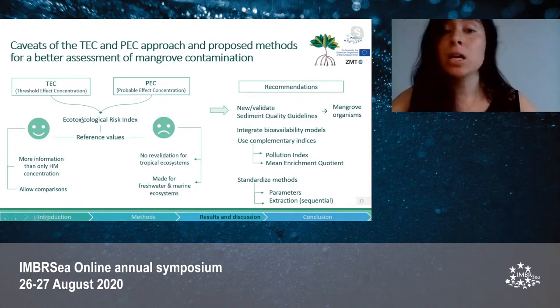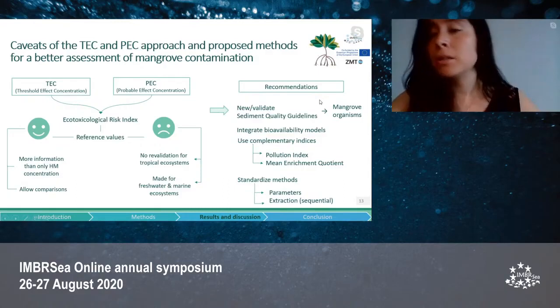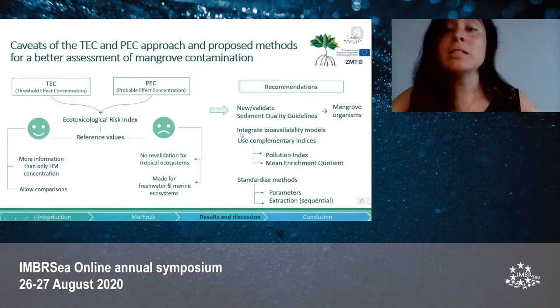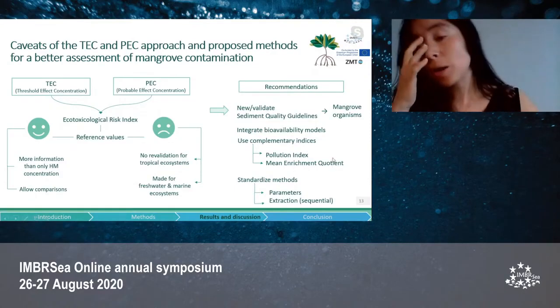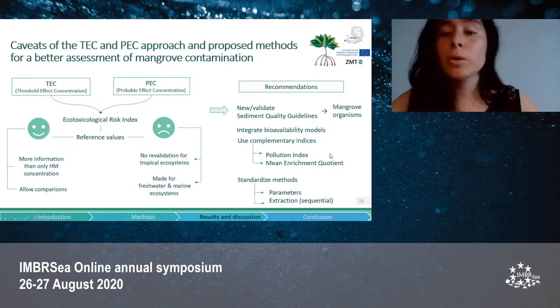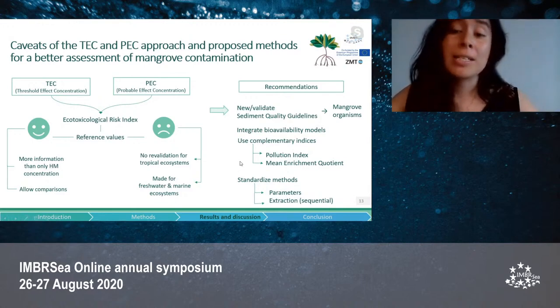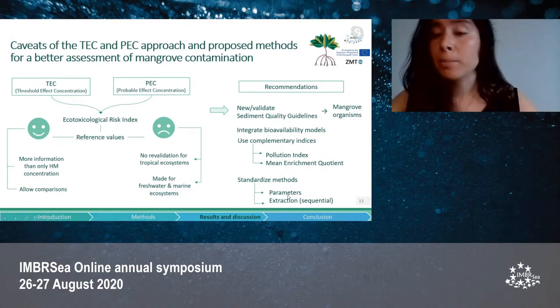So as recommendations, I suggest creating new, or at least revalidating the current, sediment quality guidelines with an emphasis on the ecological risk index, based on field and experimental observations in mangrove organisms. I also suggest integrating bioavailability models that take into account parameters that modify the bioavailability, and using complementary indices that give information about human enrichment, such as the pollution index or the mean enrichment quotient, that take into account the background levels. And I suggest standardizing the methods, especially during the sampling, and especially the parameters that are measured during the sampling.